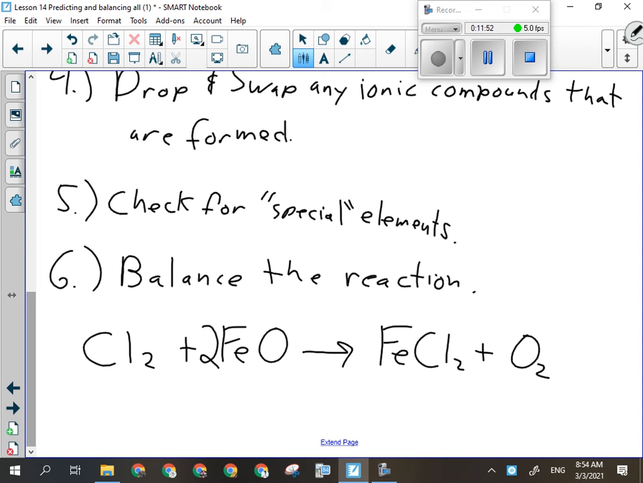But when I do that, it gives me how many iron? 2. So I've got to go over here and put a 2 beside that. And when I do that, it gives me how many chlorine? 4. So I've got to go over here, and now my reaction is balanced. And now I'm done.